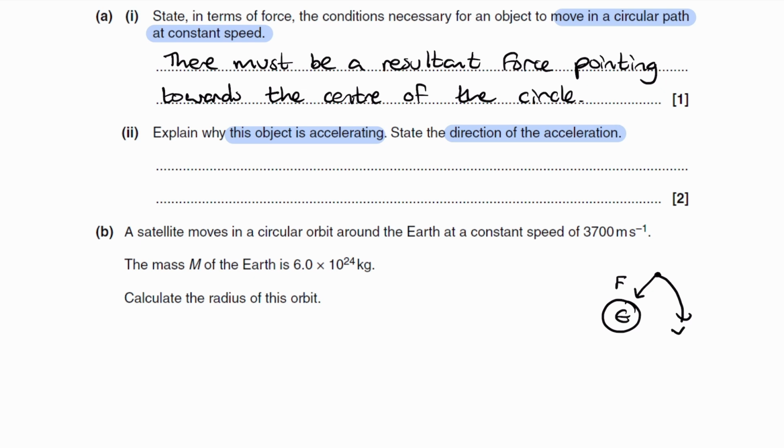Why is it accelerating? Acceleration is the rate of change of velocity. Velocity is a vector. So although the speed is constant, the magnitude of velocity is constant, its direction is changing. And if its direction is changing, then that means there must be some kind of acceleration. That acceleration causes the velocity vector to turn. Its direction changes, but its size doesn't.